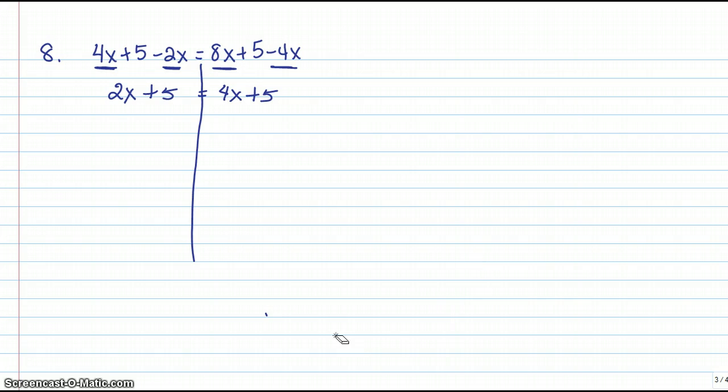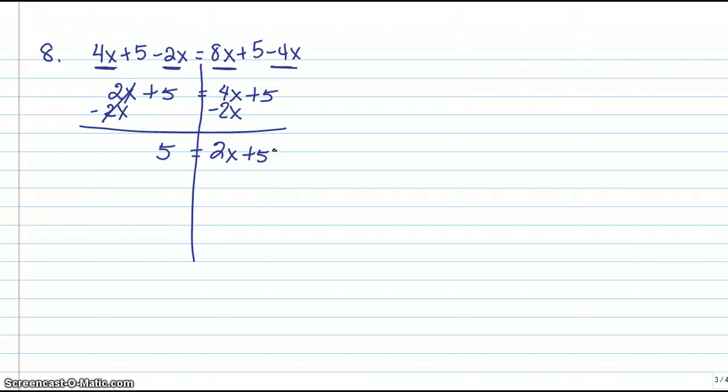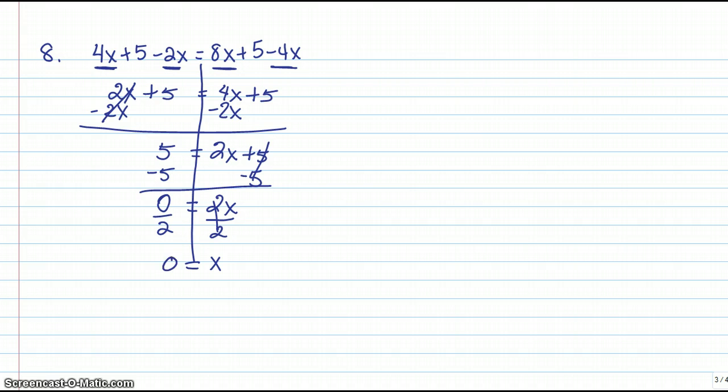Alright, now we should try to get our variables on the same side. So I'm going to subtract 2x on both sides. Subtract, subtract. So I've got 5 equals, and 4x minus 2x is 2x, and then plus 5. Now I'm going to continue trying to get x by itself, so I subtract 5 on both sides. 5 minus 5 is 0, and then 2x on this side. Divide by 2 on both. 0 divided by 2 is 0, so x is 0.